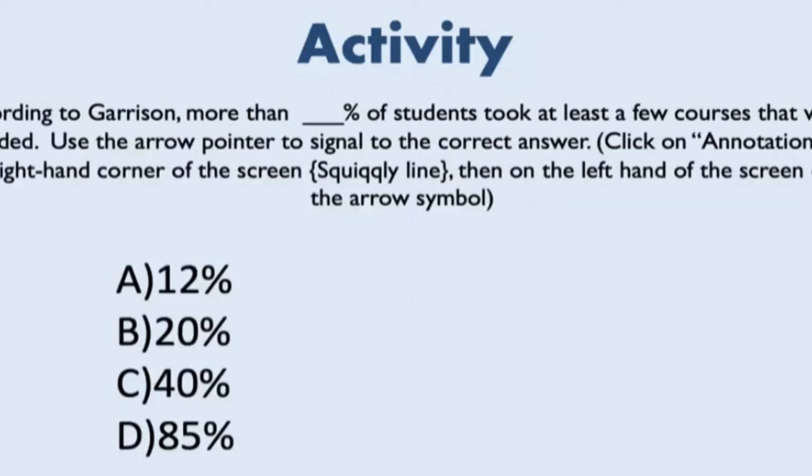Okay, so another activity. According to Garrison, more than this percent of students took at least a few courses that were blended. So, Trista, could you use the arrow pointer to point at which answer you think is correct, and Carly as well? We didn't go over this, but it was mentioned in the text. That is correct. It is 85% of students have had some sort of blended learning course.